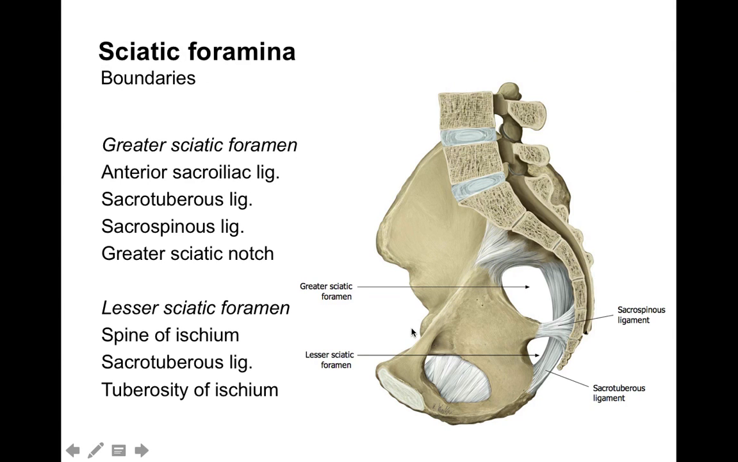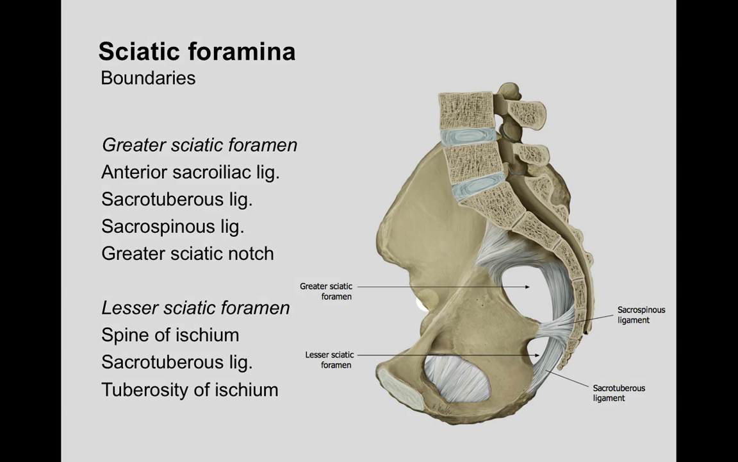Now, these ligaments are important for SI joint stability, but they also participate in the formation of two large entry points of contents within the pelvis out into the lower extremity. So let's take some time to understand these two foramen, these two openings, and what their borders are.